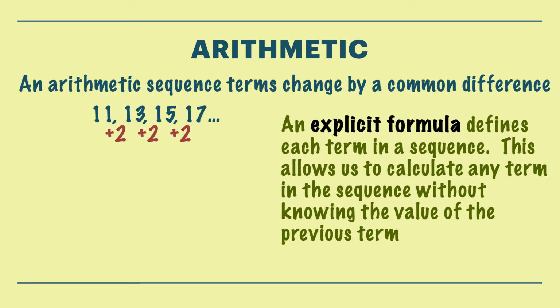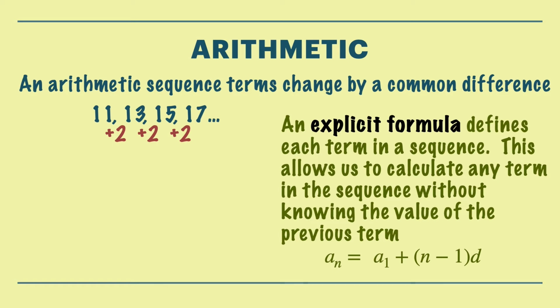Now, we have a formula that's called an explicit formula. An explicit formula defines each term in a sequence. It allows us to calculate any term in the sequence without knowing the value of the previous term. All right? So the explicit formula of an arithmetic sequence is this. I want you to take a minute to write it down. a sub n is equal to a sub 1 plus the quantity of n minus 1 times d.